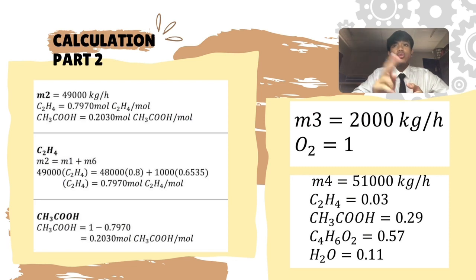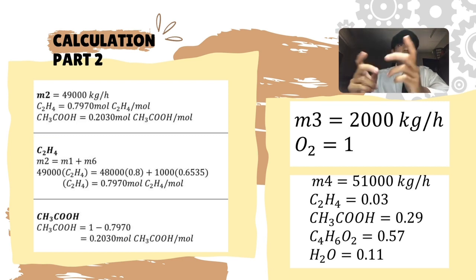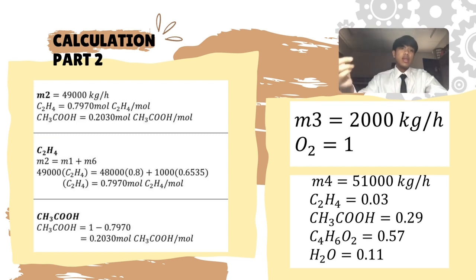So the M2 that we got is 49,000 from the first one, and the C2H4 is 0.797, and for acetic acid is 0.203. That is the result. So how to calculate it? Let's see for ethylene. M2 is equal to M1 plus M6. M1 is the feed and M6 is the recycle stream from the previous slide.